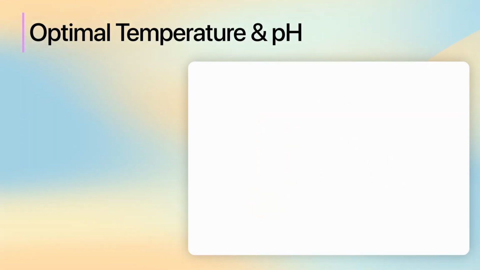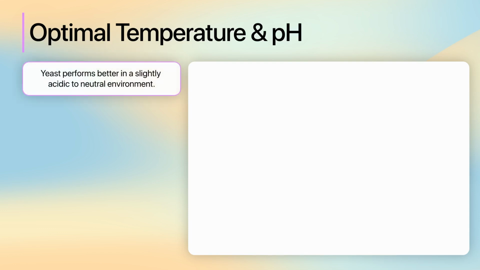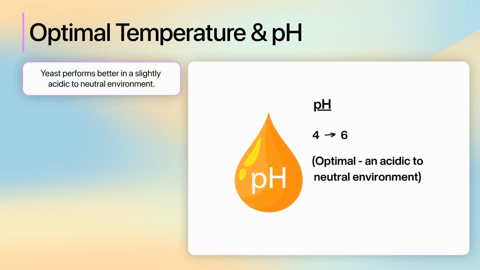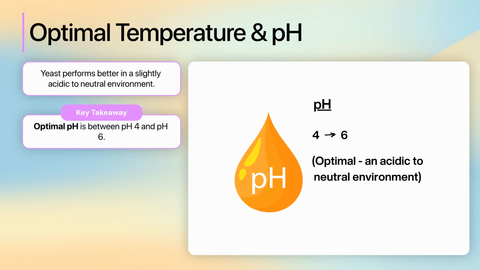The pH level of the fermentation medium is another critical factor. Yeast performs best in a slightly acidic to neutral environment, typically between pH 4 and pH 6.